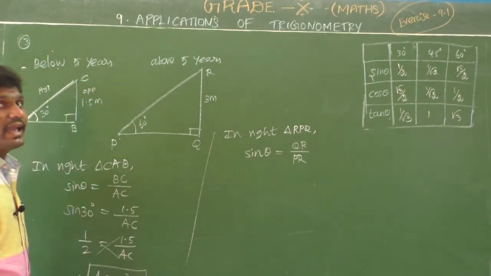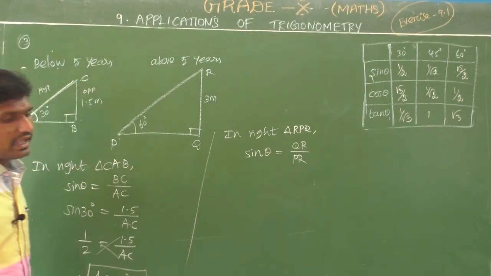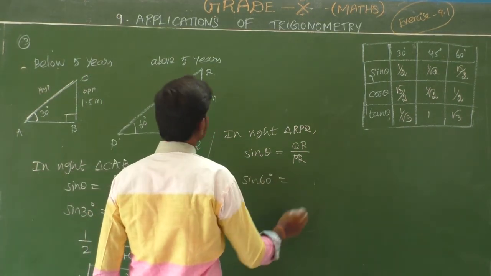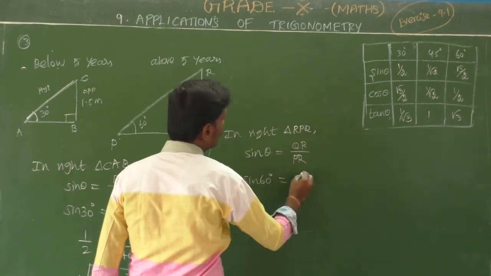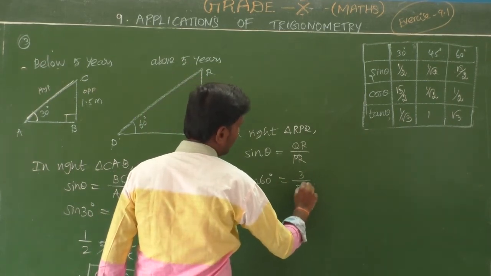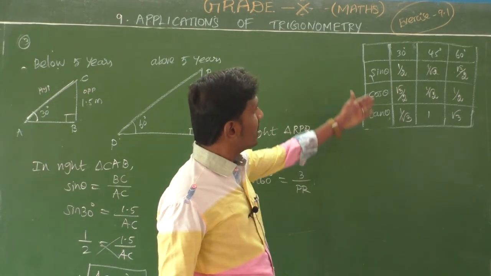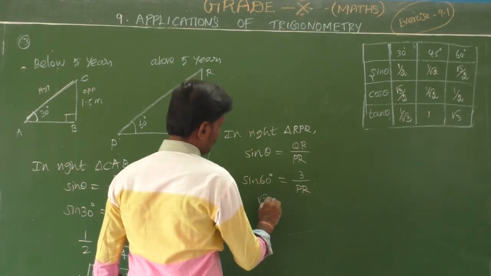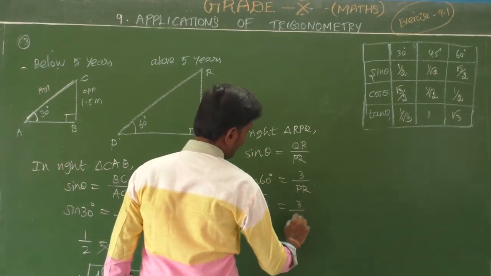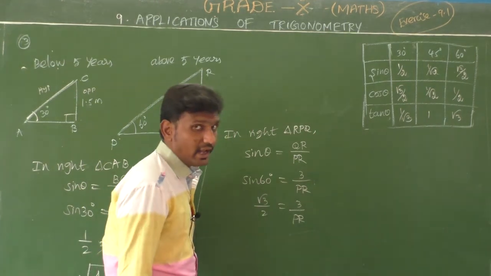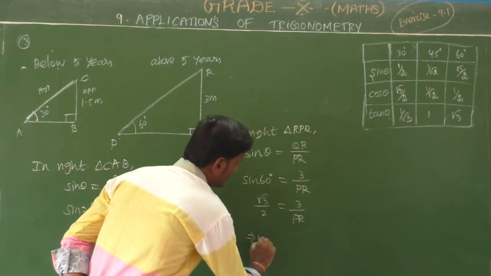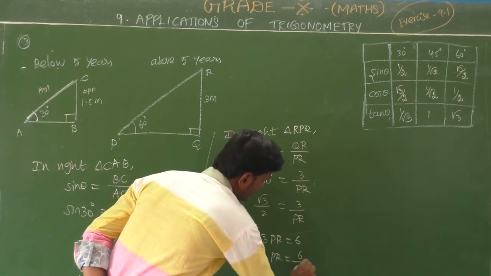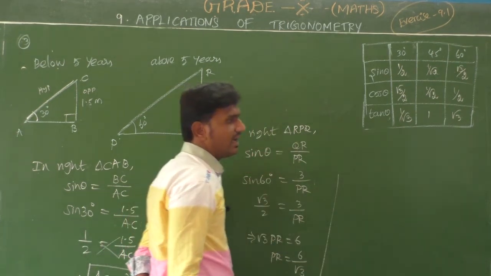Now you know the value of the angle is 60 degree. Now sin 60 degree is equal to the length of QR, which is 3 meter, whole divided by PR. And sin 60 degree you already have as root 3 by 2. Now root 3 by 2 is equal to 3 by PR. Now I need the value of PR. So by cross multiplication, root 3 PR is equal to 6. I need only PR, so PR is 6 by root 3.